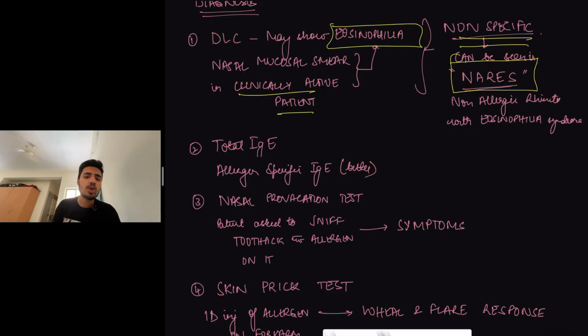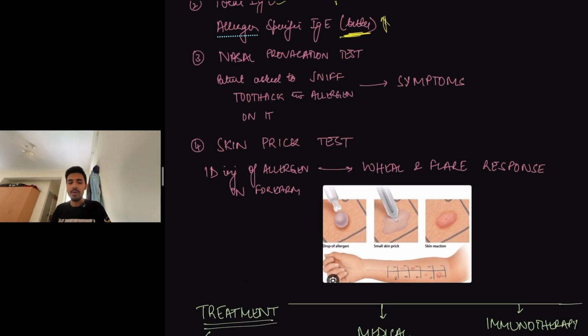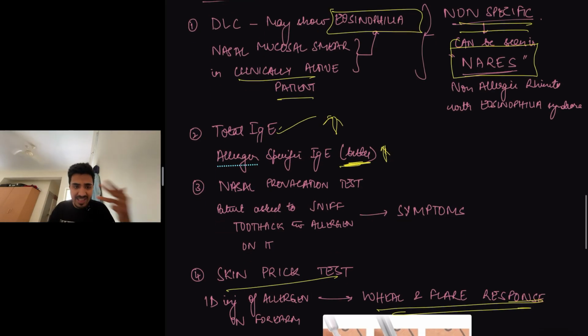Then you can check total serum IgE, that will increase. Allergen specific serum IgE, that will also increase. This is more specific than total serum IgE. Then you can do nasal provocation test, where you'll take a toothpick, you'll put an allergen on the tip of the toothpick and you'll make the patient sniff it. When the patient sniffs it, patient suddenly starts getting symptoms. That is nasal provocation test. Then you have skin prick test, where you'll put an intradermal injection of the allergen. Then you'll check for wheal and flare response. These are all some tests. So DLC to check for eosinophilia, but non-specific. Remember, NARES can also have eosinophilia. Then you'll check serum IgE, you'll do nasal provocation, you'll do skin prick test.